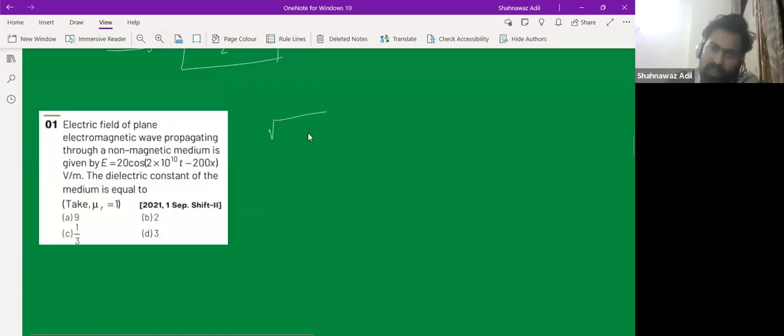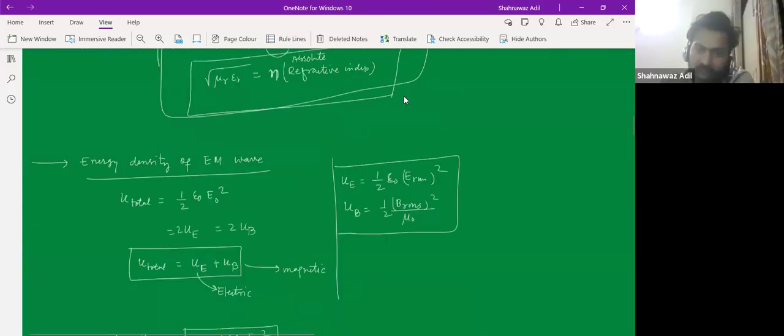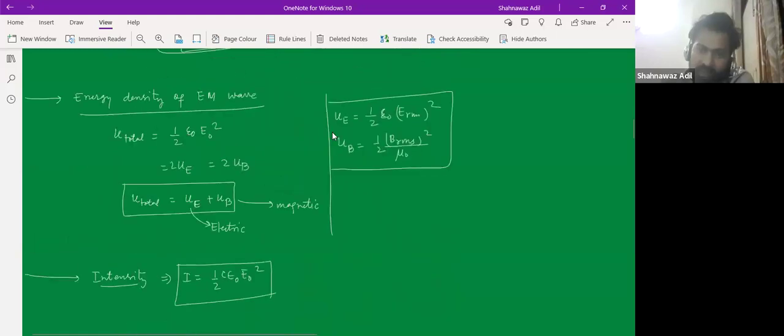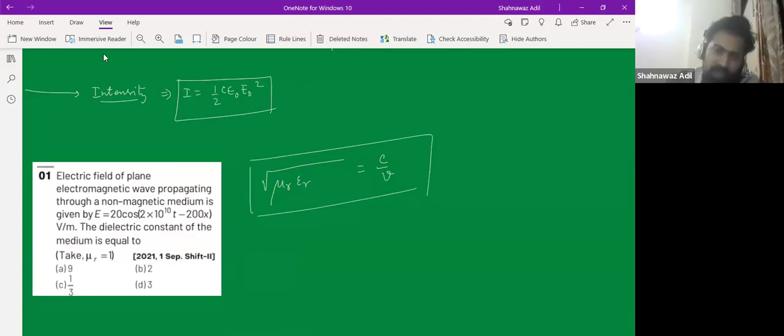What is this thing, mu r e r? That is equal to what? So n, right? That is the refractive index, or C by V. This is the relation. Use this relation and find out the relative permittivity. Just solve this and I'll be back.